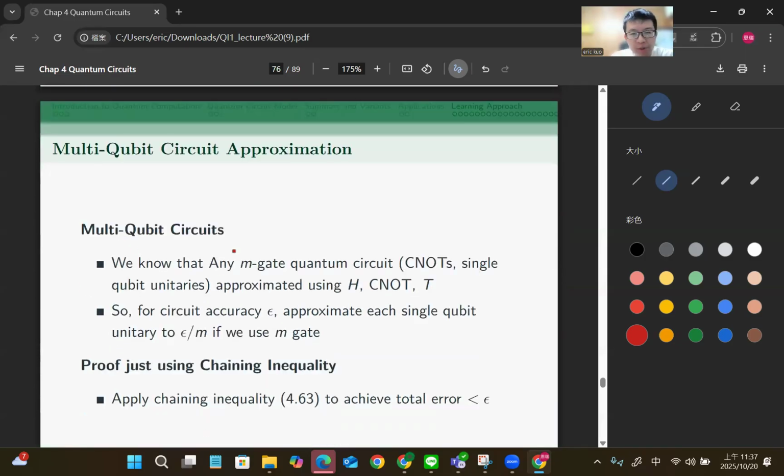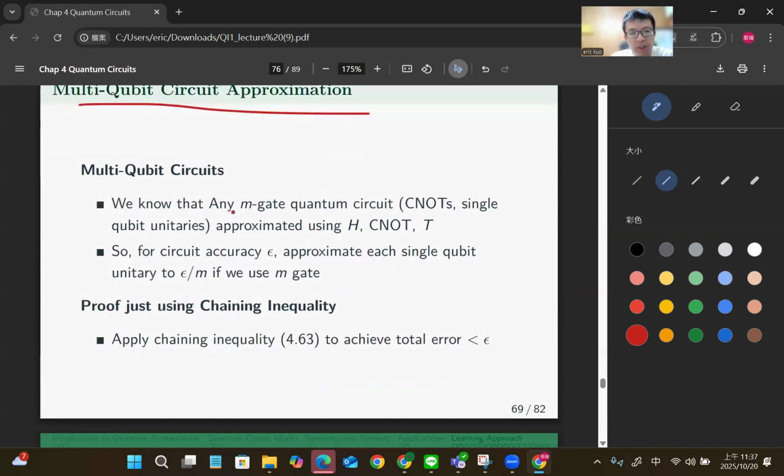Okay, and so for a multi-qubit circuit, right? So let me give a summary. So we know that any M-gate quantum circuit, so let's say it gives you an M-gate quantum circuit, using CNOT and single qubit unitaries, can be approximated by Hadamard, CNOT, and T. Because the CNOT is already the same, right? So I don't need to care. I just expand all the single qubit unitaries into Hadamard and T.